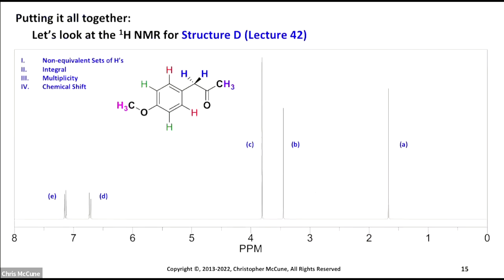All right, let's try to put some things together now. Here is from lecture 42, structure D, and we're going to assign each peak type to the number. So let's call that a singlet. That's going to be 3 hydrogens. This will be a singlet, 2 hydrogens. This will be a singlet, 3 hydrogens. Here I have a doublet, 2 hydrogens, another doublet, 2 hydrogens there. And so the question is, which singlet is which?